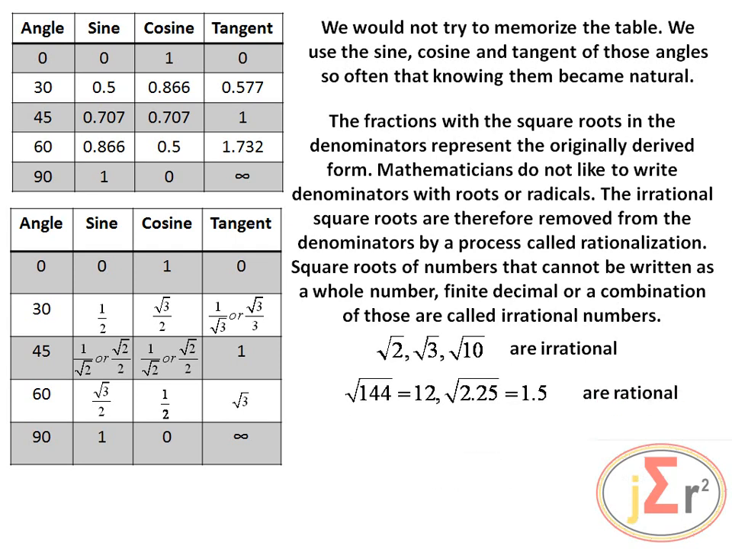What about the square root of 144? Square root of 144 is equal to 12. We know that it is equal to a positive or a negative 12, but this time we are taking the positive square root. So the square root of 144 is 12. Because it can be written as a whole number like that, we are sure that it is rational. The square root of 2.25 is 1.5. We have a whole number right here and a finite decimal right here. So we are sure that the square root of 2.25 is also rational.